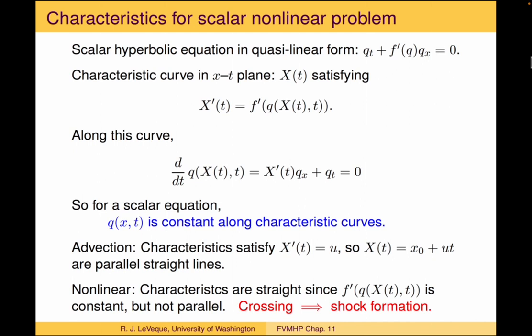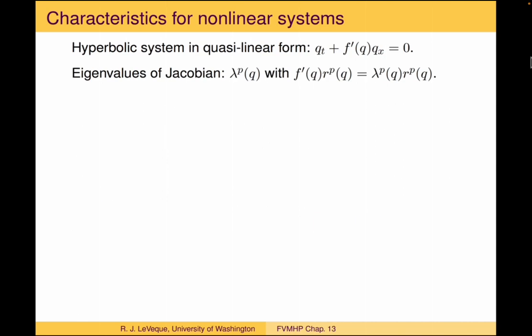In the case of the advection equation, the linear equation, they all have exactly the same slope u, and so they're all parallel straight lines. In the nonlinear case, though, the characteristics may be either converging or diverging. If they're diverging, then we have a rarefaction wave sort of situation, but if they're converging, then eventually they may cross, at which point we have a shock forming instead. So that's the familiar case for the scalar problem.